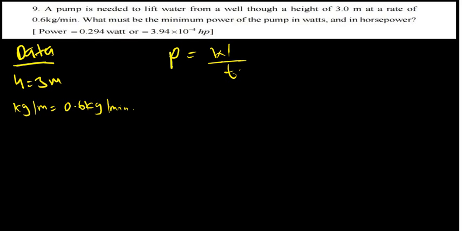We can split the work, and we can say work is going to be given by force times the displacement, displacement over t. Again, we can split the force, and we can say mass times g, times d over t.